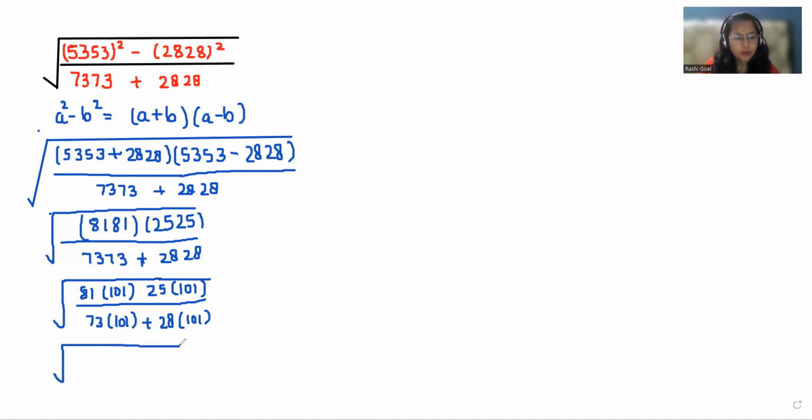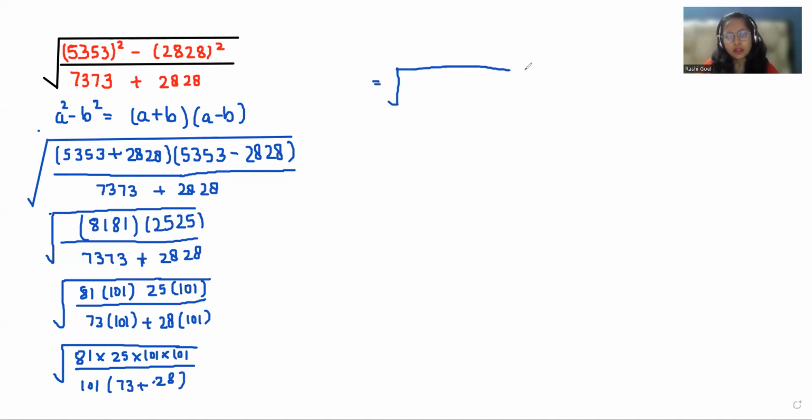Now in the numerator we can write 81 times 25 times 101. And from the denominator, if I take 101 as common, what is left is 73 plus 28, and 73 plus 28 is 101. So the square root of 81 times 25 times 101 divided by 101 times 101. So we can eliminate the 101 from the numerator and denominator. So what is left?